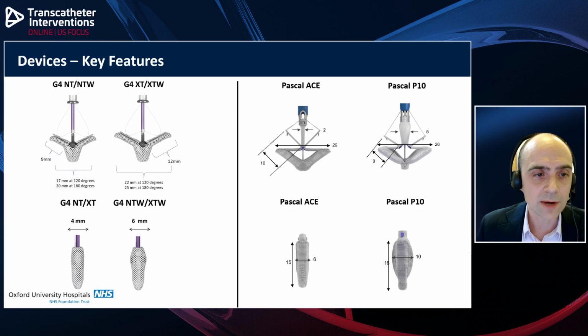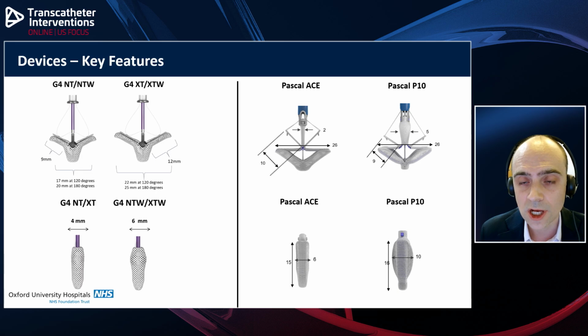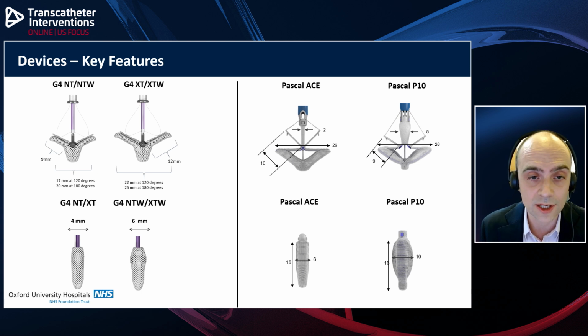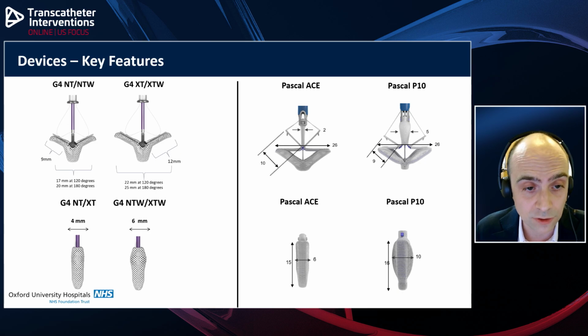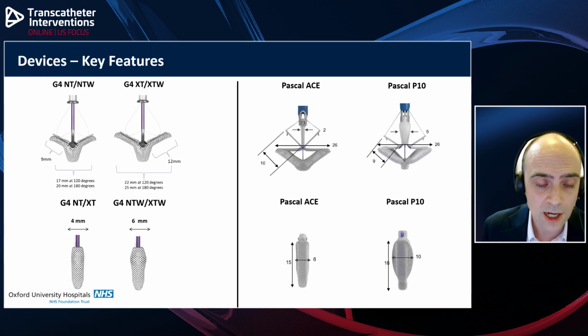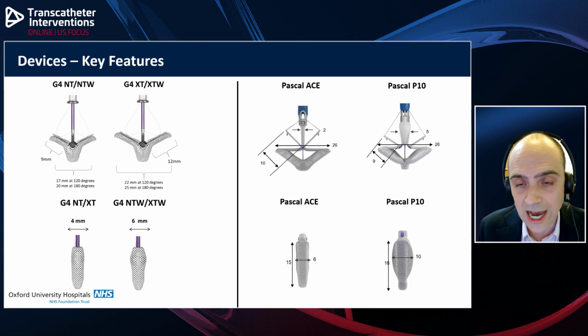So I won't labor this again. We've seen this already. MitraClip has 4 devices, 2 lengths, 2 widths. Pascal has 2 devices. Perhaps I would just highlight the Pascal P10 device, which has a unique central spacer device. And the aim of that is to try to reduce the tension on the leaflets. And my personal practice is to use that increasingly in functional valve disease, which we're not talking about today. But it's a nice adjunct to be able to have where you're worried about leaflet tension causing problems.